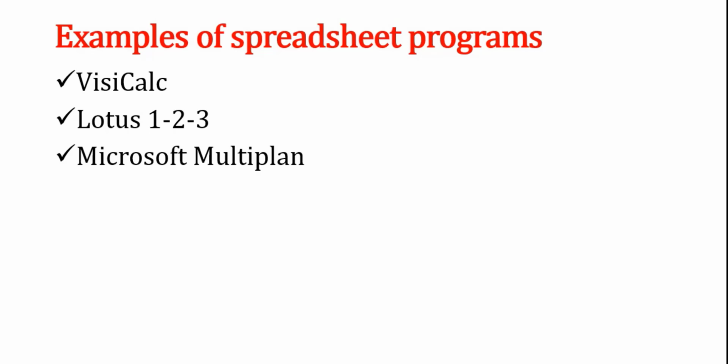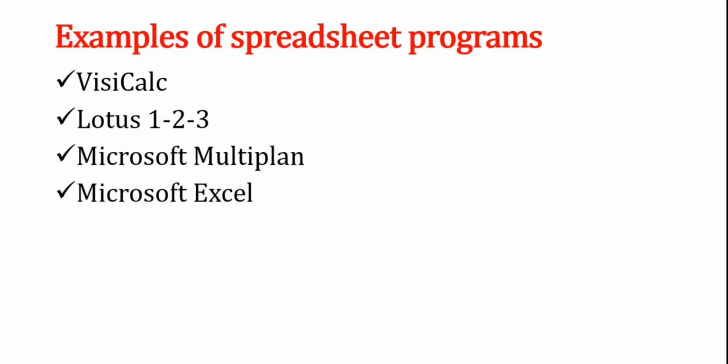Microsoft Multiplan, or simply Multiplan. Multiplan was an early command line spreadsheet program developed by Microsoft and released in 1982. At the time, Multiplan was one of the most ported programs of all time, running on 50 different types of computers. Microsoft later abandoned Multiplan in 1985 when they started releasing Microsoft Excel, a graphical user interface-based spreadsheet program.